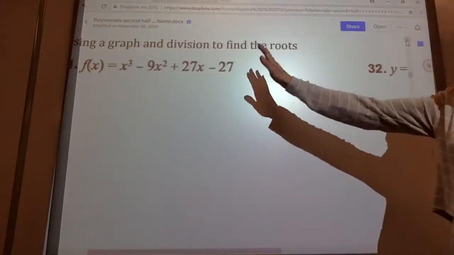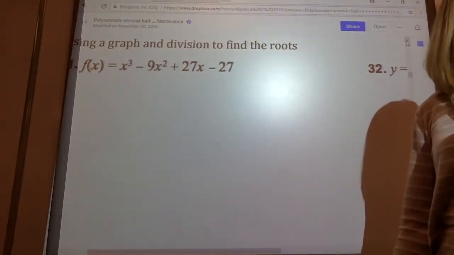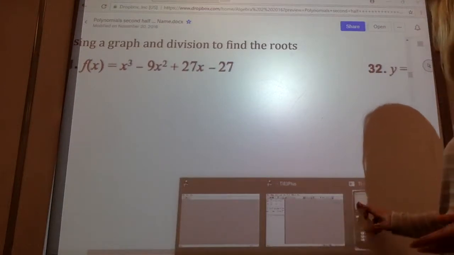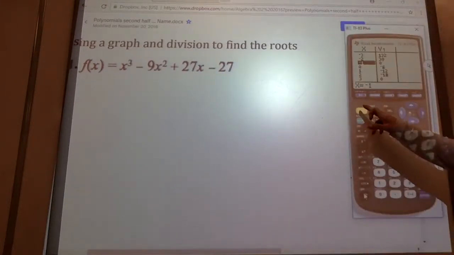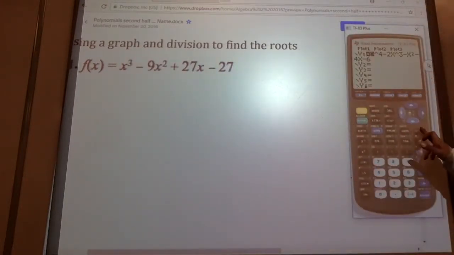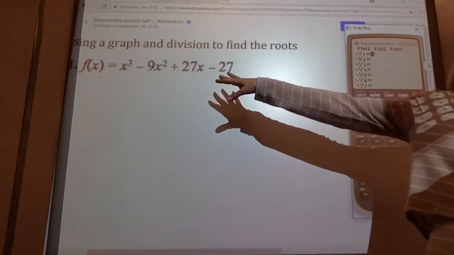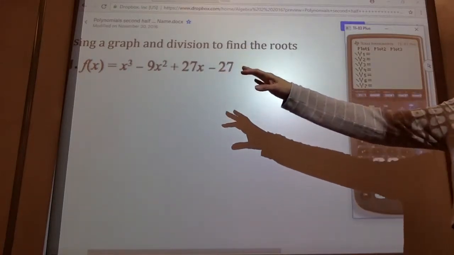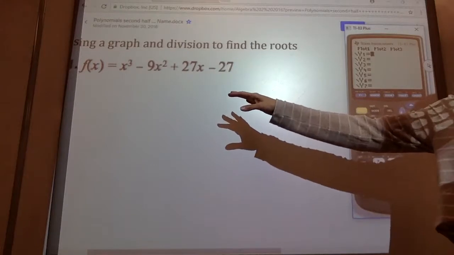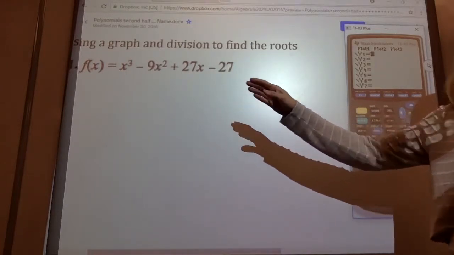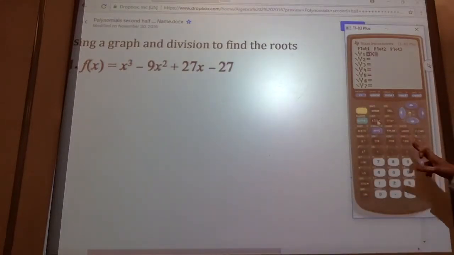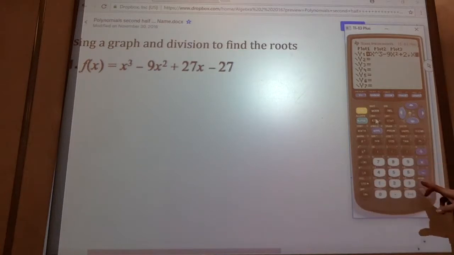Right, so the first step you're going to do on all these is graph on a graphing calculator. Okay, so you need to pull that open, and in your y equals, put in that polynomial, because we want to see by the graph where roots are occurring. Okay, where is it crossing the x-axis? So let's graph x cubed minus 9x squared plus 27x minus 27.